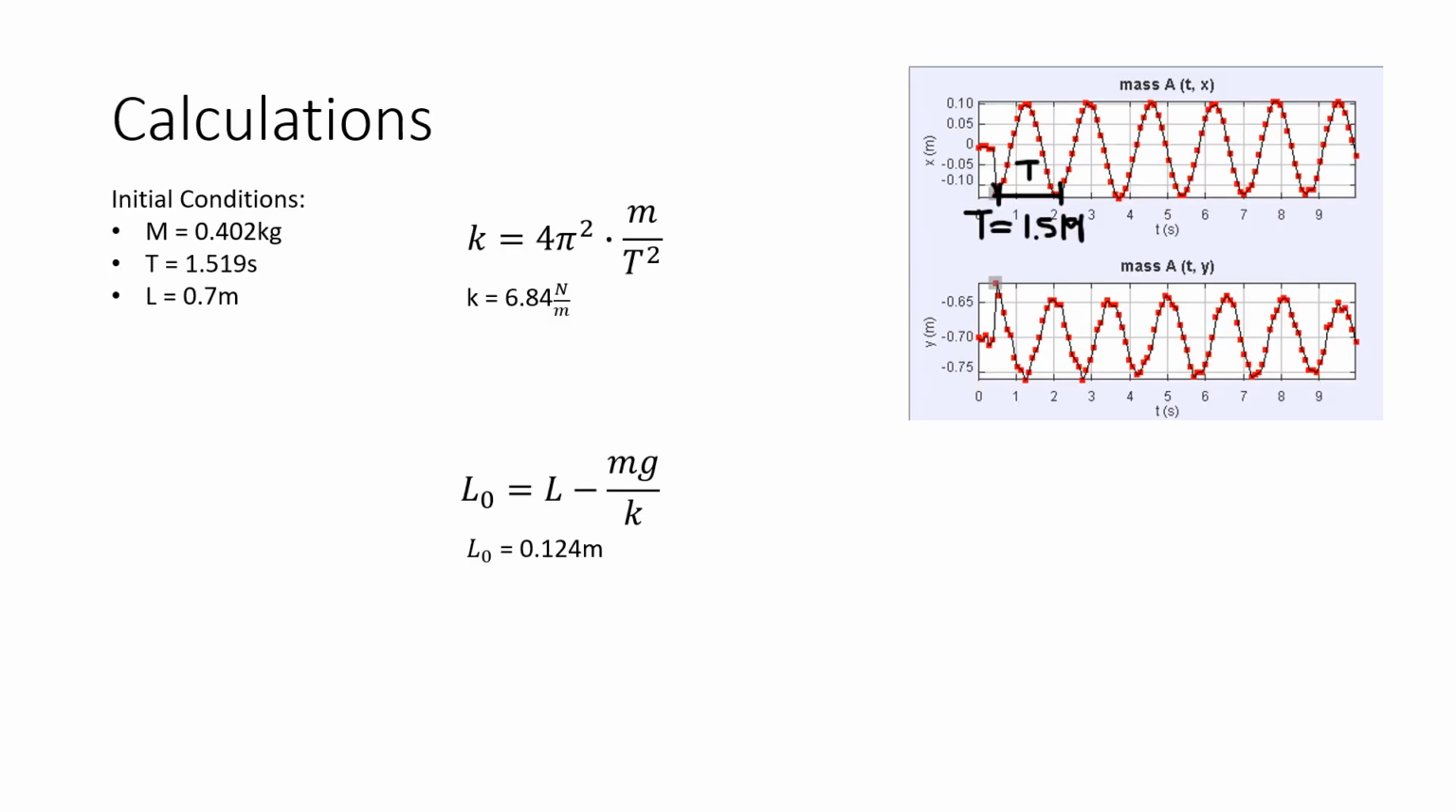So in calculations, our initial conditions are: the mass is equal to 0.402 kilograms, the period is equal to 1.519 seconds, and the actual length of the spring is 0.7 meters. To find the spring coefficient, k equals 4 pi squared times mass over the period squared, which gives us 6.84 Newtons per meter. And to find the length of the spring in the relaxed state, we plug in L minus mg over k, which gives us 0.124 meters.